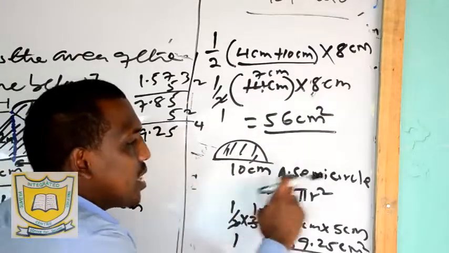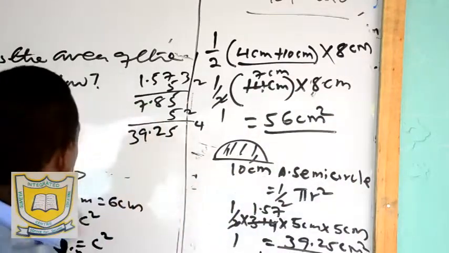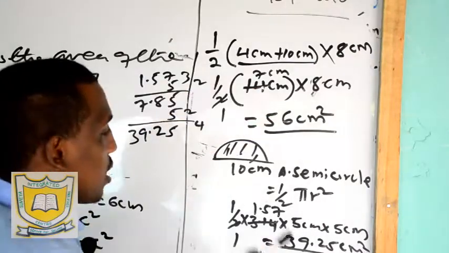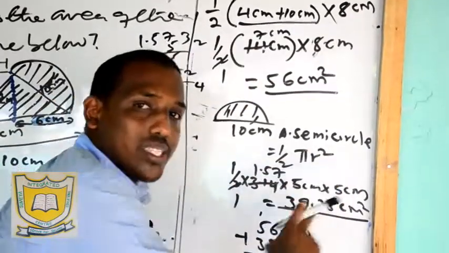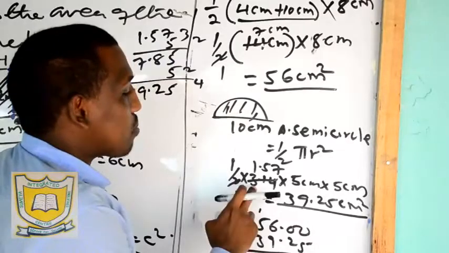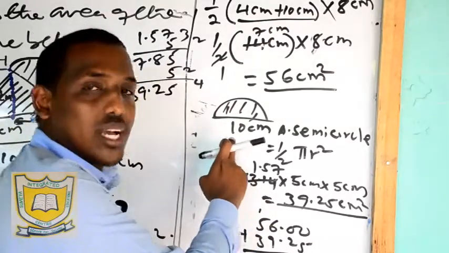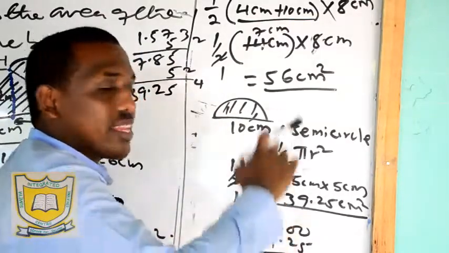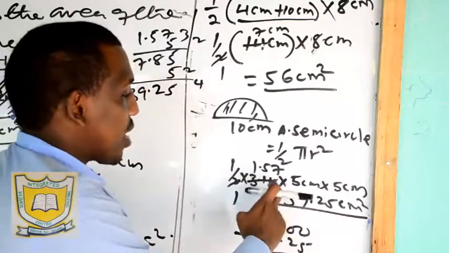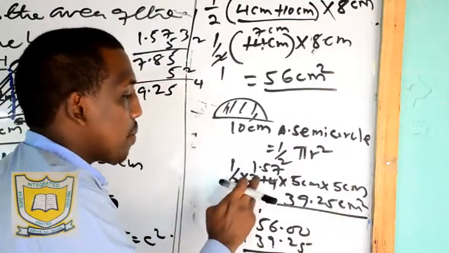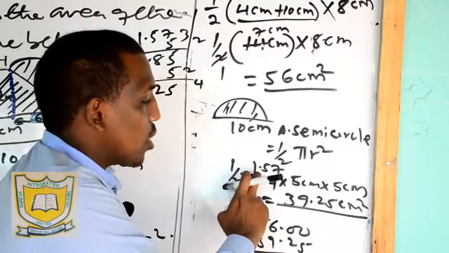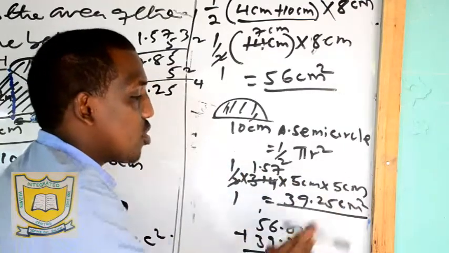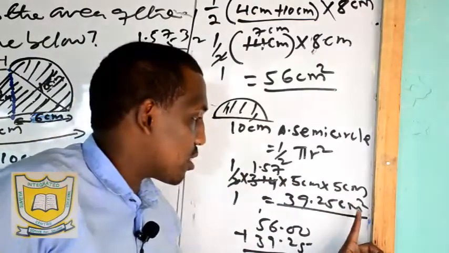What is remaining is the area of the semicircle. This semicircle, the diameter is 10. So a half by pi r squared, semi means half. So a half times 3.14 times 5 times 5. Where is 5 from? The diameter is 10, so the radius will be 5. Half of 3.14 is 1.57 always. 1.57 times 5 times 5, you will get 39.25 centimeters squared.